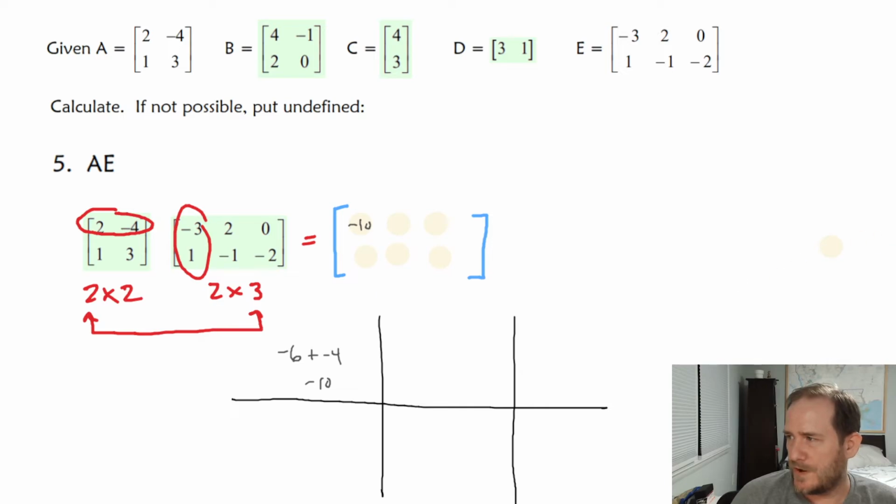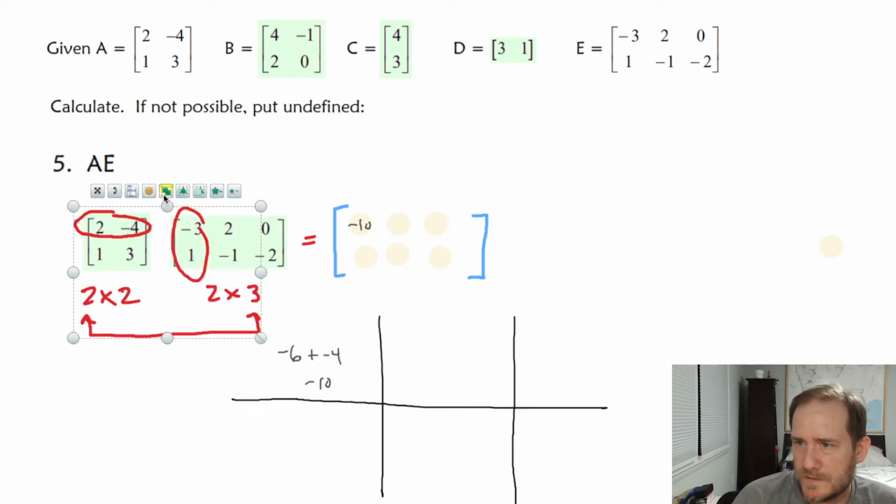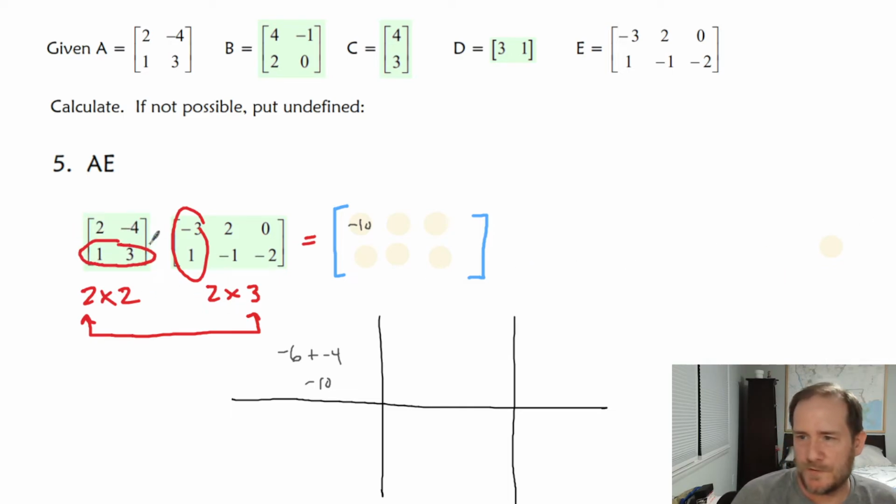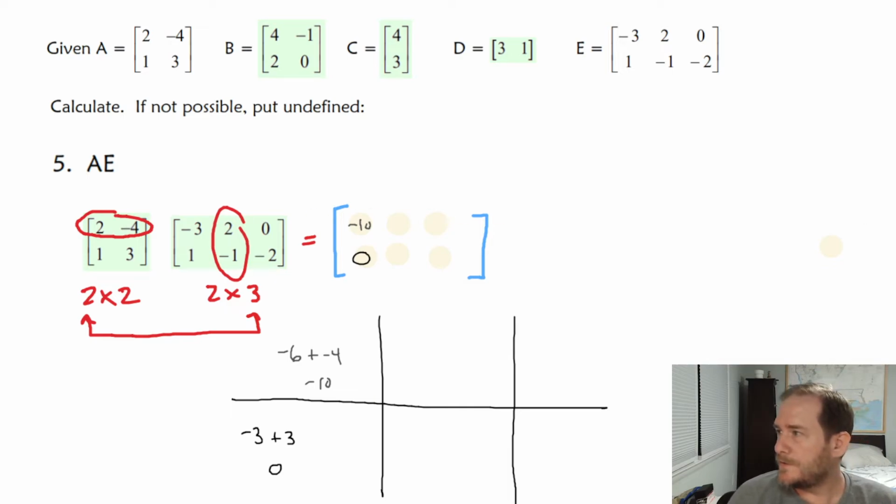Let's do row 2, column 1. So I guess I'm dropping that down. And I'm going to multiply row 2 by column 1, so I get a -3 plus 3. That's a 0. All right, let's do row 1, column 2. So we're now doing 4 plus 4. That's 8. In goes the 8.